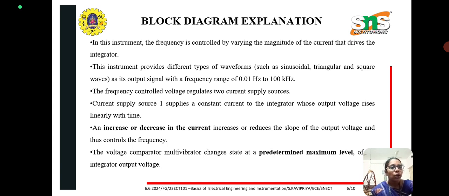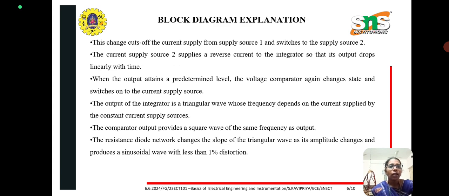Current supply source 1 supplies a constant current to the integrator whose output voltage rises linearly with time. An increase or decrease in current increases or reduces the slope of the output voltage. The voltage comparator multivibrator changes state at the predefined maximum level based on the output of the integrator. This change cuts off the current supply from supply source 1 and switches to supply source 2. Current supply source 2 supplies a reverse current to the integrator so that the output drops linearly with time.